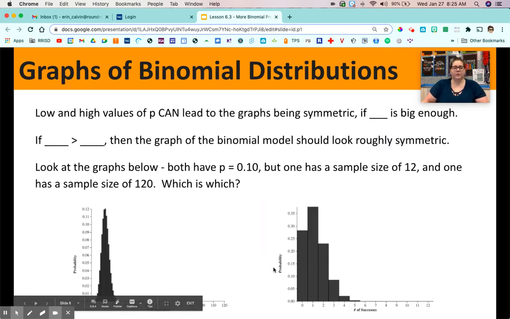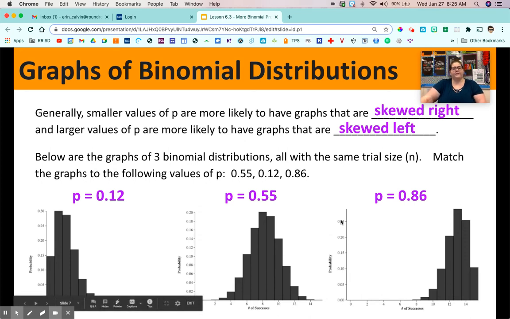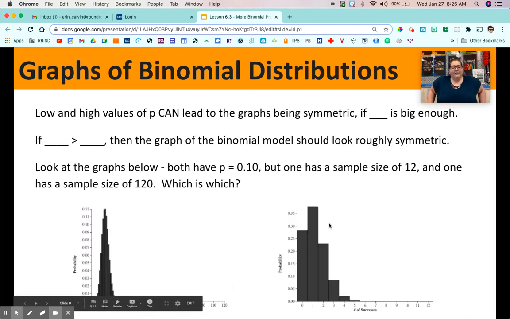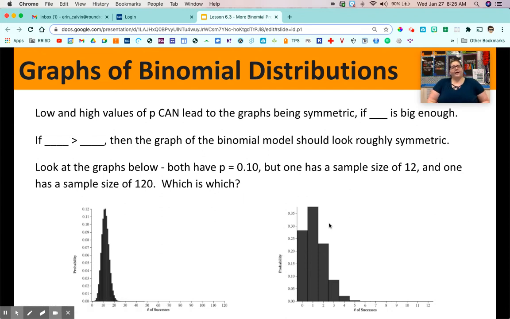So that's our general rule, right? Low values, high values, skewed left, skewed right. But low and high values of p can have graphs that are symmetric if our sample size or trial size is large enough. So our rule here, and this comes from statisticians doing lots and lots of trial and error, is that if n times p, which is the mean formula, is greater than 10, then the graph of the binomial model should look roughly symmetric. Again, maybe not perfectly symmetric, but roughly symmetric.